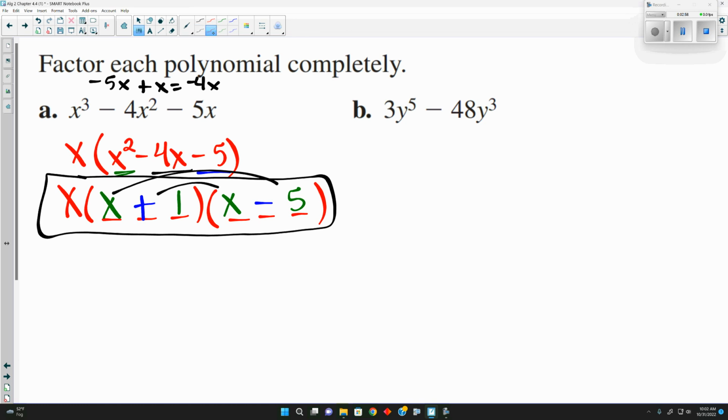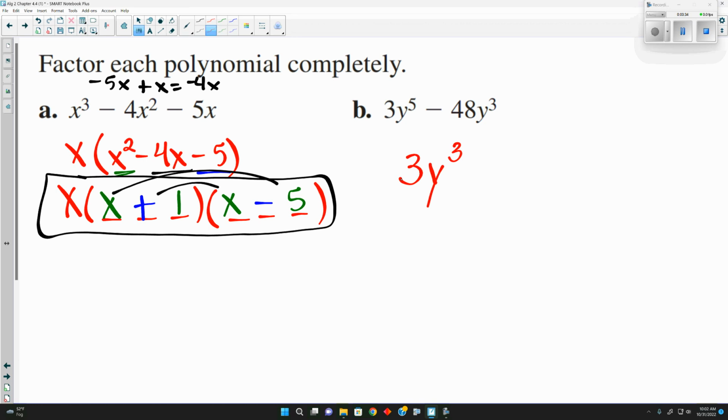All right. We can look at the next one, 3y to the 5th minus 48y squared, or y cubed. Is there a greatest common factor between these two terms? Could be. They both have 3 in common, so we can pull 3 out. Anything else we can factor out? Yes, 48 does divide by 3, so there is a greatest common factor of 3y cubed.